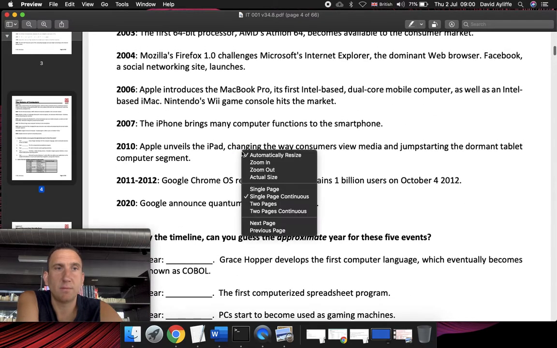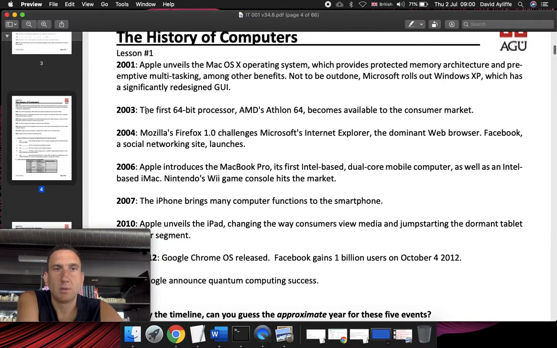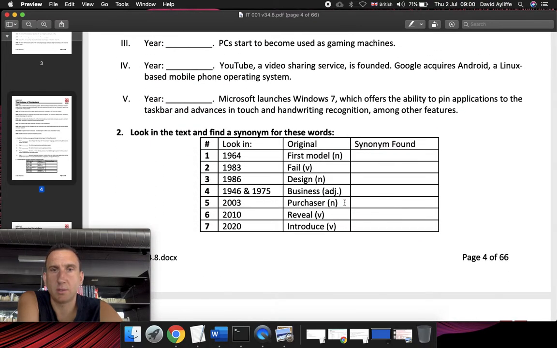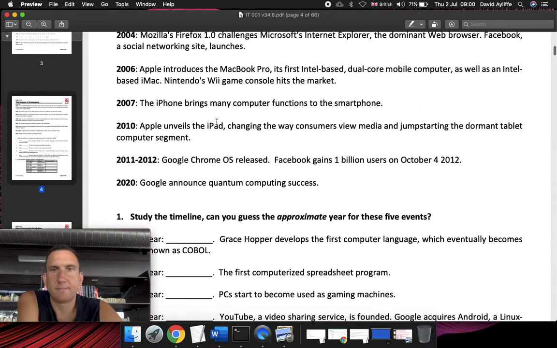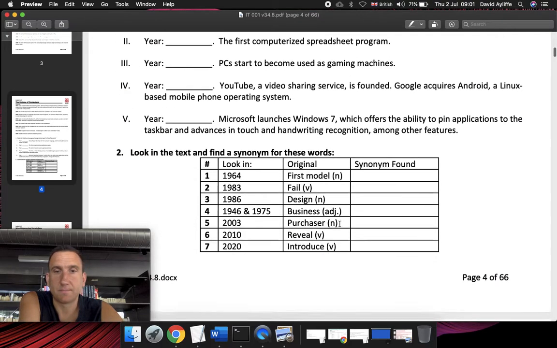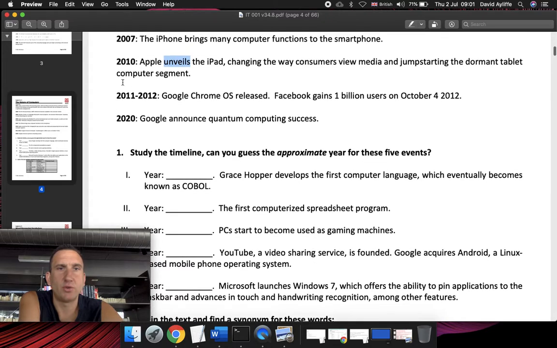2003, a purchaser or a consumer. Yeah, the consumer market. 2010, to reveal. Apple unveils the iPad, changing the way consumers view media, jump-starting the dormant tablet computer segment. Wow. So to reveal, to unveil. And 2020, to introduce, to announce.